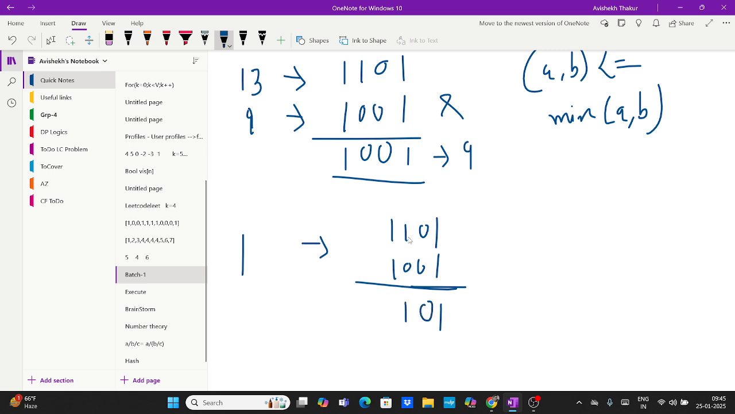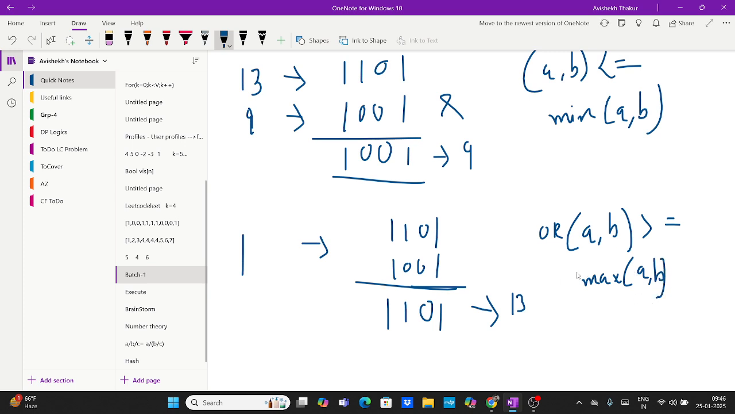And then here you see there is 1 and 0, 1, and here is 0. So what's the number formed? 13. Again, the bitwise OR of a comma b will always be greater than or equal to max of a comma b, right? This is one observation.